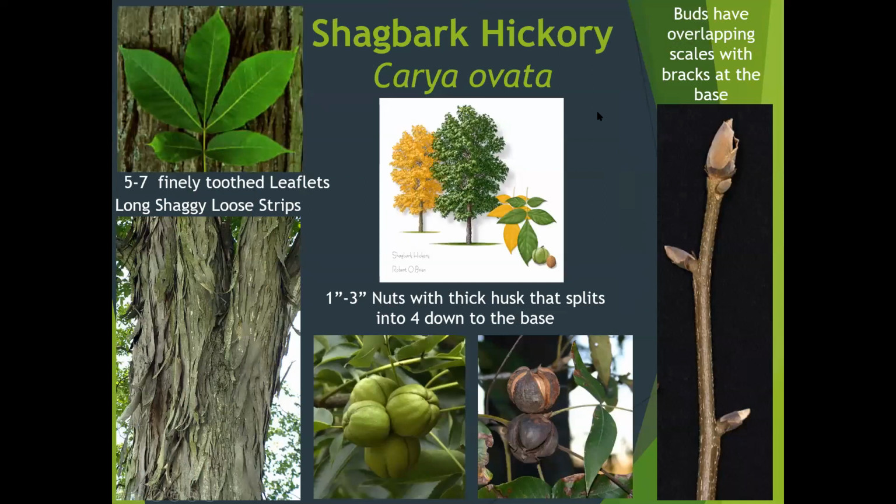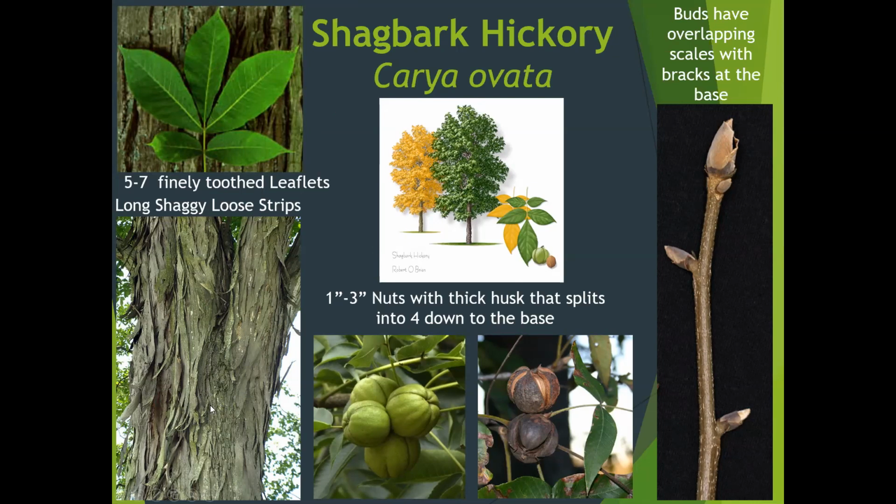Moving on from simple leaves that are lobed, we're moving on to compound leaves that are alternately branched, or alternate formations. So shagbark, and all hickories, are compound leaves. We're going to start off with shagbark. So these have 5 to 7 finely toothed leaflets on one leaf. One compound leaf has 5 to 7 finely toothed leaflets. And then the bark is very distinctive compared to other trees. It has these long, shaggy, loose strips that go up the tree vertically, that you can pull off and they'd all strip off vertically.